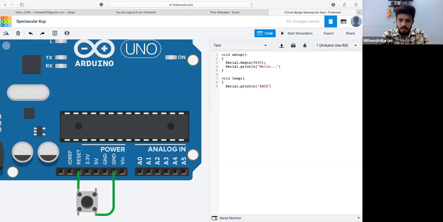ABCD, just ABCD. Okay, so can you say what will happen when we run the code? Anybody from the students, can you tell me when we run the code, what will happen?